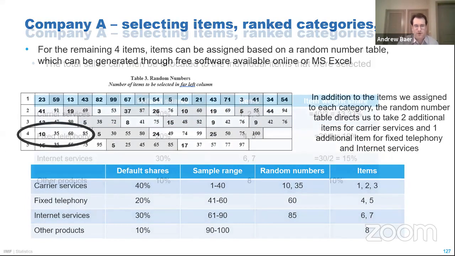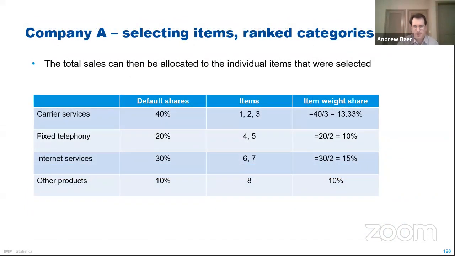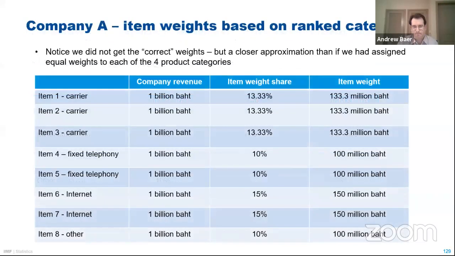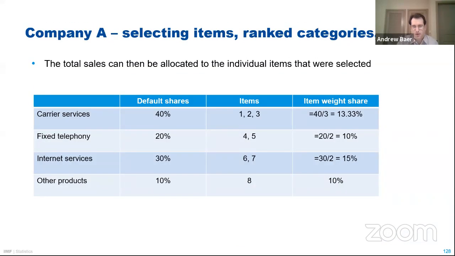I'm going to skip over all the selection process. I wish I had changed, I regret not changing this example to just make it simpler. Let's say we had 40, 30, 20, 10. We have 2 items in each category. Then we'll just take the shares and divide it by the equal number of items in each category. That would be a totally great way to do this.